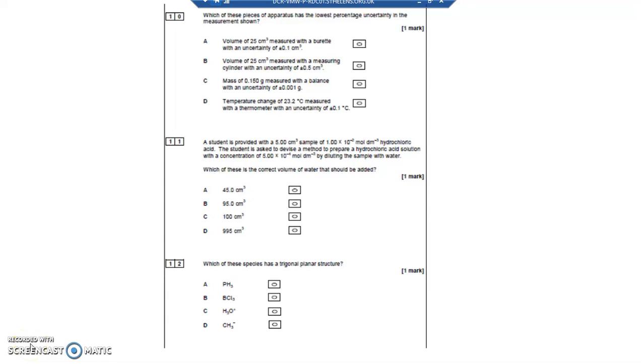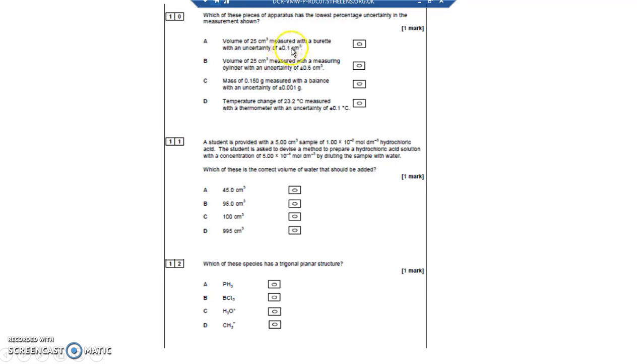Question 10. Which of these pieces of apparatus has the lowest percentage uncertainty in the measurement shown? So let's have a look. We've got a volume of 25 centimetre cubed being measured out on a burette. Remember, with a burette you take a reading at the start and the end, so you take two readings. Each reading has an uncertainty of plus or minus 0.1 centimetre cubed.